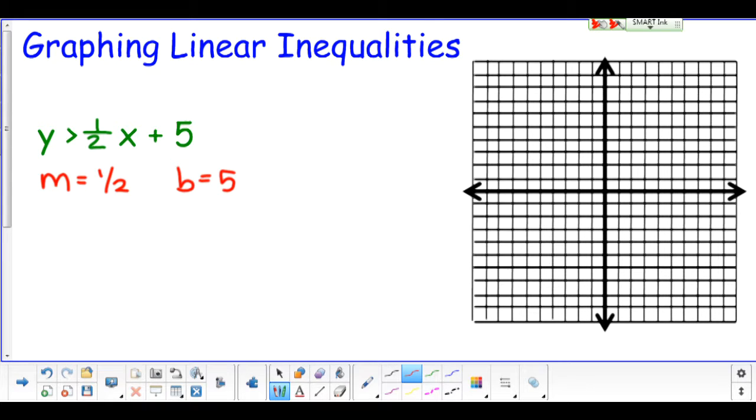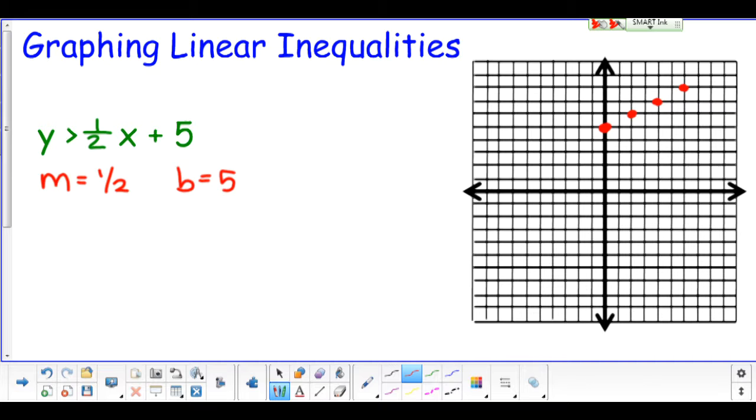So then we want to graph the y-intercept on the y-axis. So I'm going to go up to +5 and put a point. Then from there, I'm going to perform the slope. So from that +5 on our y-axis, my slope is rise over run. So 1 is my rise, 2 is my run. So I'm going to go up 1 to the right 2. And I'm going to repeat that to get a couple points.